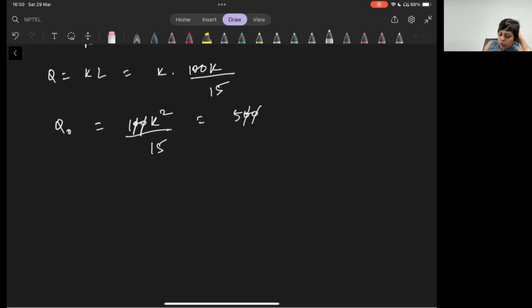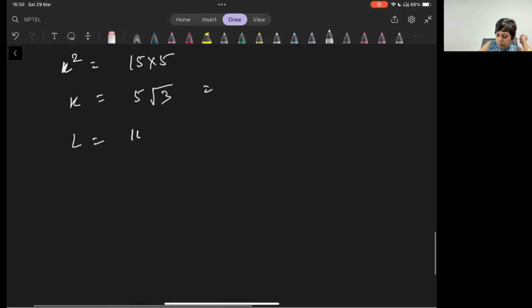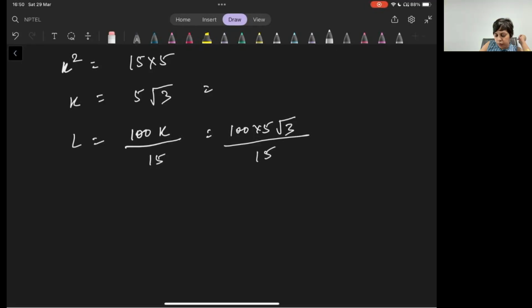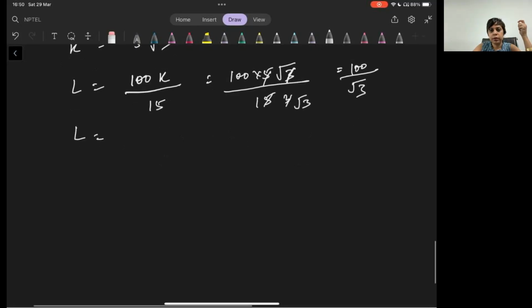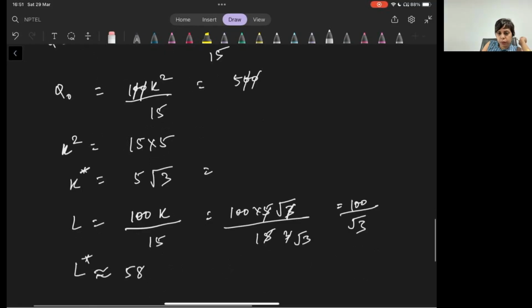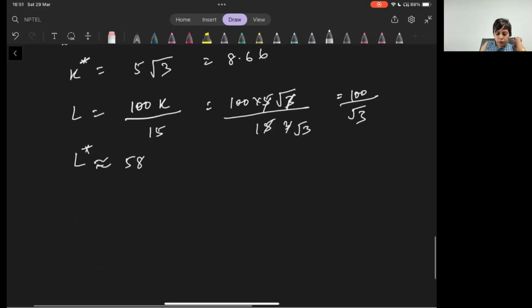Okay, all right. So basically you get K squared is equal to 15 into 5, and you can calculate K is equal to 5 into root 3, whatever that comes out to be. So this gives you the answer for K, and then L is equal to 100K by 15. This becomes 3, this becomes root 3, 100 upon root 3. You can simplify this and find the answer. So you can put this as L star, which comes out to be approximately 58, and K star comes out to be approximately 8.66. So this is the answer.